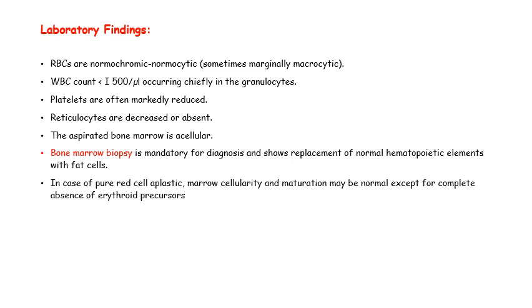In case of pure red cell aplasia, as we have mentioned, the bone marrow cellularity and maturation may be normal except for complete absence of erythroid precursors. So the brunt of affection in case of pure red cell aplasia will be on erythroid precursors only.